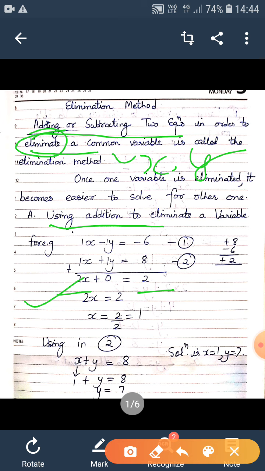So 2x equals 2, and then solving we have x equals 2 divided by 2, that is x equals 1. Now we can use this value of x in the second equation, x plus y equals 8, and we substitute it. In place of x we write 1. So 1 plus y equals 8, that means y equals 7. So the solution is x equals 1 and y equals 7.